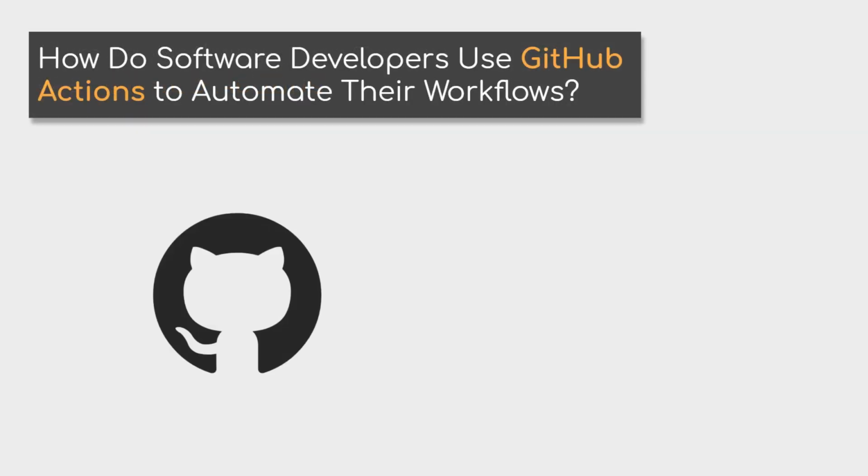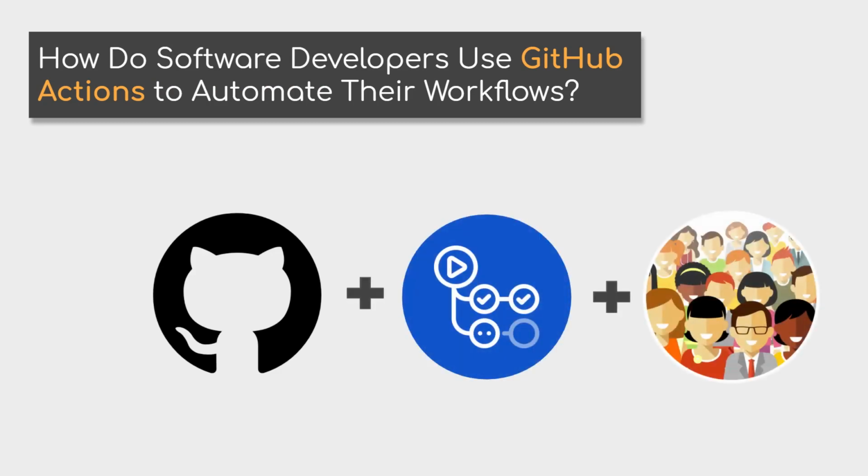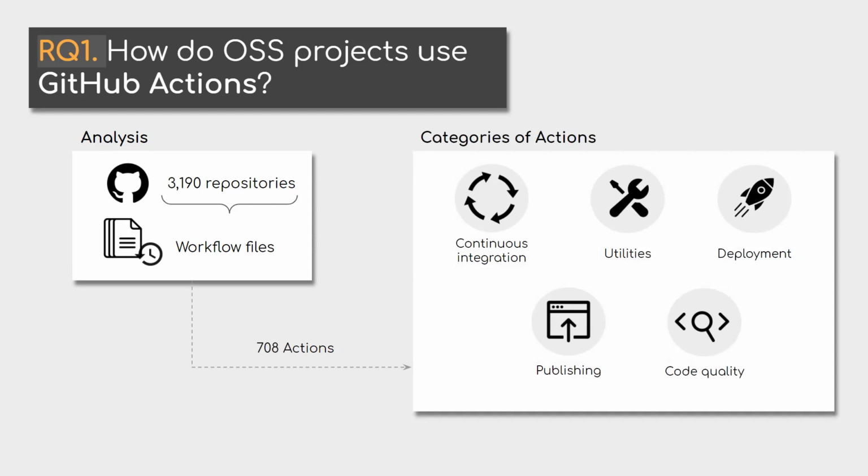In this work, we investigate how developers use GitHub Actions, how developers discuss actions, and what are the effects of the actions adoption. To investigate how developers use actions, we collected and analyzed data of 3,190 repositories that use actions. We found a total of 708 different predefined actions.